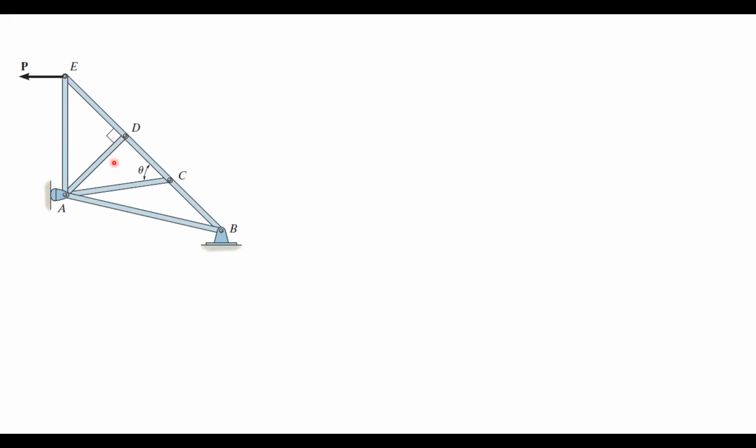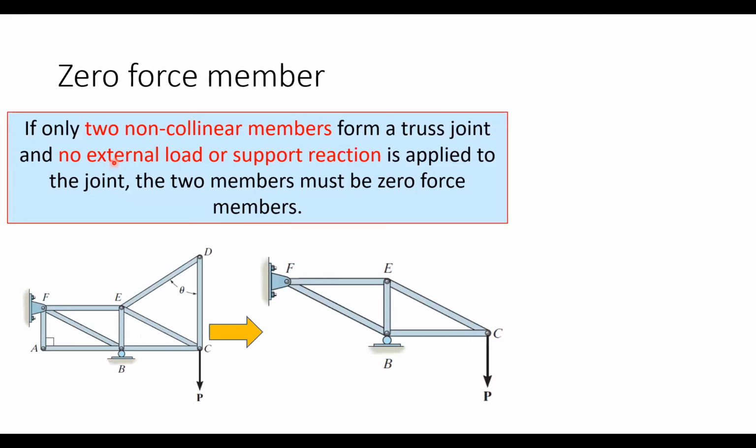Okay, so there are actually only two kinds of zero force member. This is the first type. This one is only applied if there are no external forces there. If there is an external force at joint A like this, F, then AB most likely, one or both, will not be zero force.